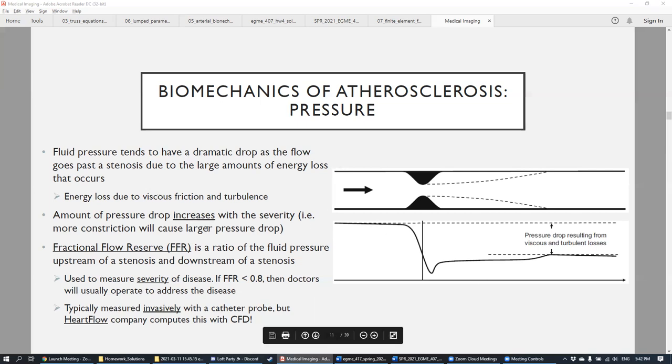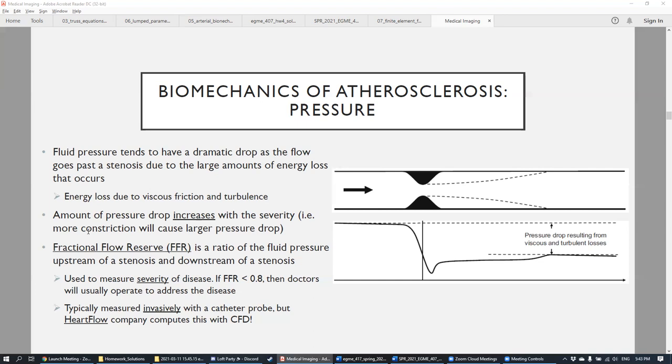And this drop in pressure basically represents the large amount of energy loss that occurs as you go through, right? Because you can almost think of it as the flow has to squeeze in through a small place. And because of that, there's a lot of form drag and also viscous friction drag that the flow has to overcome in order to make it through that, okay? And actually, the amount that the pressure drops basically tells you how severe the disease is going to be, right?